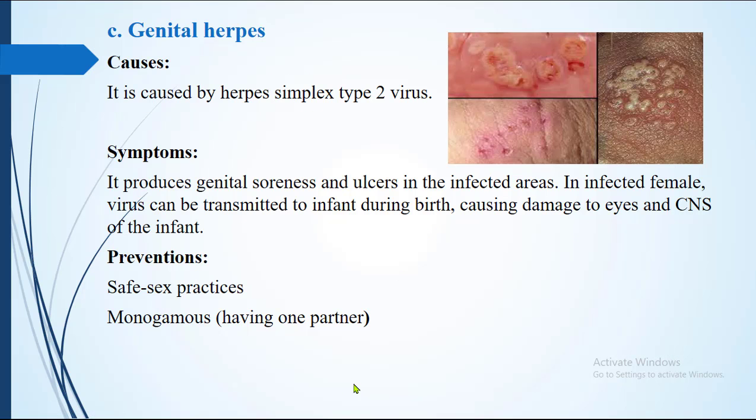Next is genital herpes. It is caused by herpes simplex type 2 virus. It is a viral disease, and the symptoms are that it produces genital soreness and ulcers in the infected area. Here you can see this is the ulcer, and then soreness in any part of the body. In an infected female, the virus can be transmitted to the infant during birth, causing damage to the eyes and central nervous system of the infant. Preventions: safe sex practices and being monogamous, that is, having one partner.